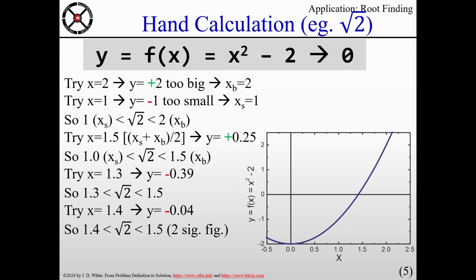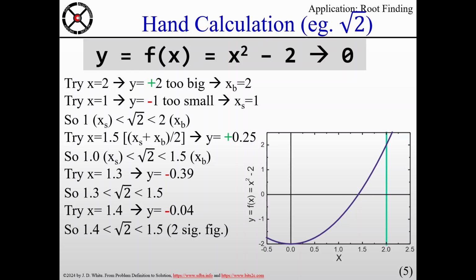Anyways, I know it's less than 1.5. It's going to be 1.4 something. Okay? So I've got it to two significant figures. I have a range for the possible values of the square root of 2. And I can keep doing this and getting slowly closer and closer.